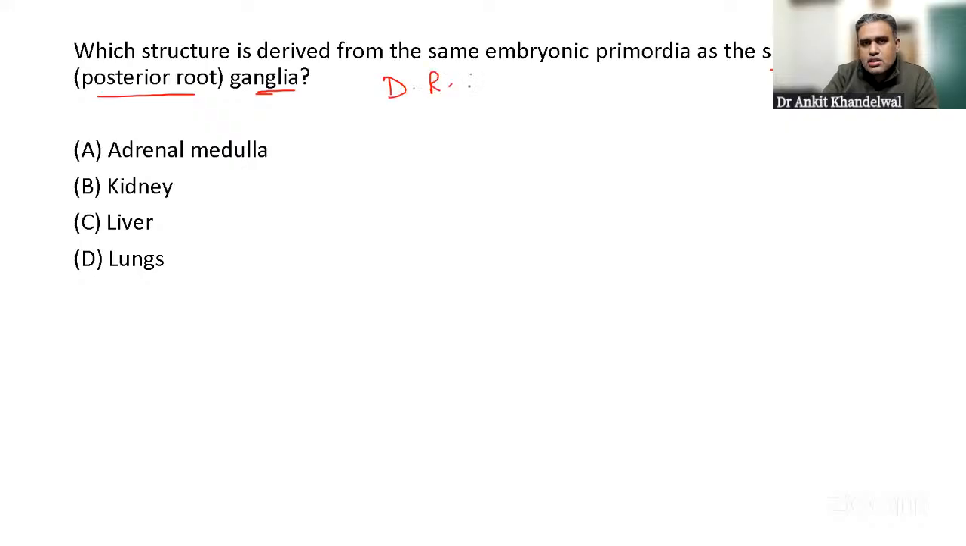Simply dorsal root ganglia. Once you go to the CNS part, you have spinal nerves. In spinal nerves, you have the sensory nerves, and they have their ganglia known as this. Now, where are the ganglia basically coming from? NCC, remember, neural crest cell. And therefore, you should know out of these four options, the NCC also gives rise to what?